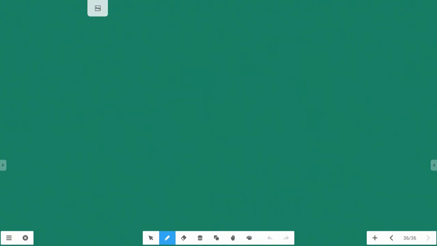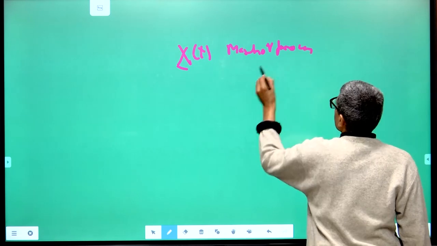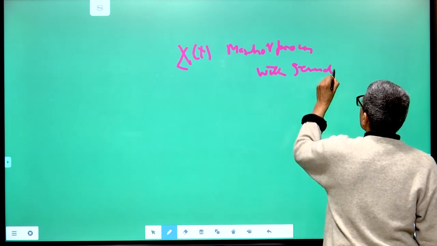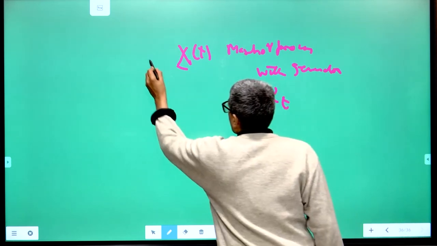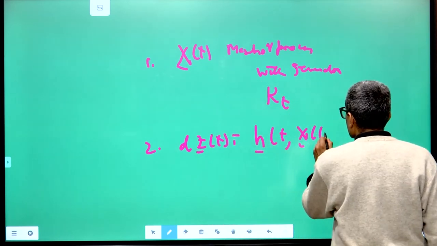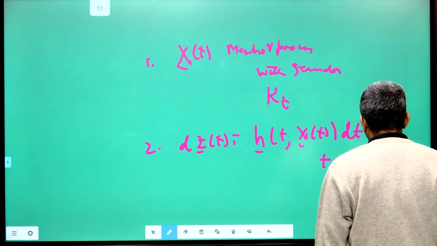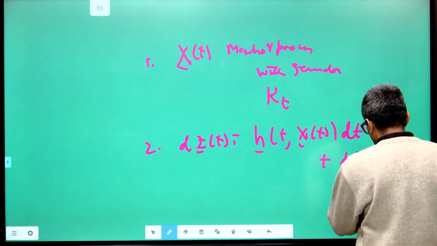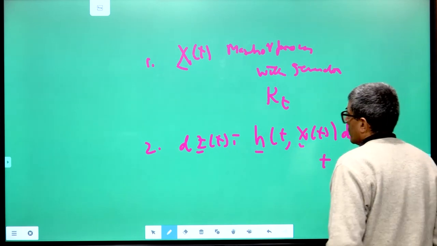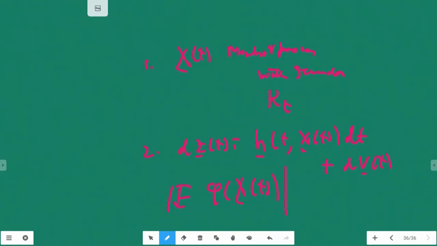So, in general, you are having a model like this. Xt is a Markov process with generator Kt. The measurement model is dZt equal to H of t comma Xt dt plus dVt, where Vt is a Gaussian Brownian motion, or equivalently dVt by dt is white Gaussian noise. And you want to construct a conditional expectation of a function of the state at time t given all the measurements up to time t. So, you construct an estimate, which you call phi hat t given t.